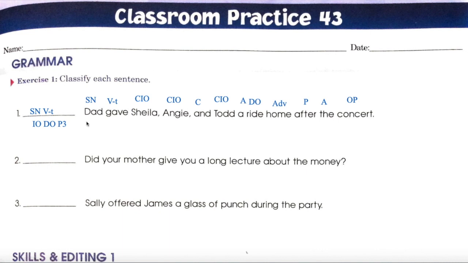After the concert is a prepositional phrase, so let's put parentheses around our prepositional phrase. Don't think I can use the same color, but that's okay. Period, statement, declarative sentence.